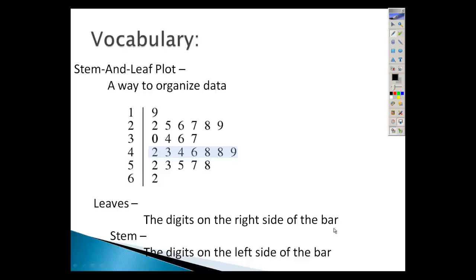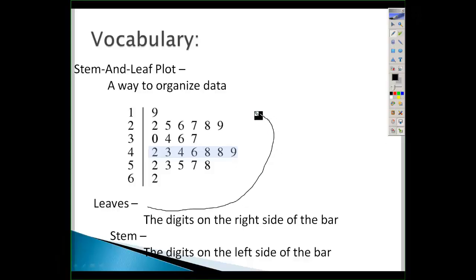The leaves are the digits on the right side of the bar. So I'm going to say that the leaves are this part, the right hand side. And the stem are the digits on the left side of the bar. These are the stem numbers.